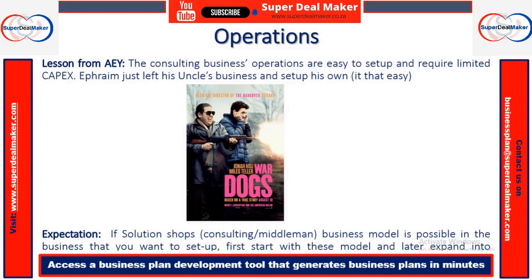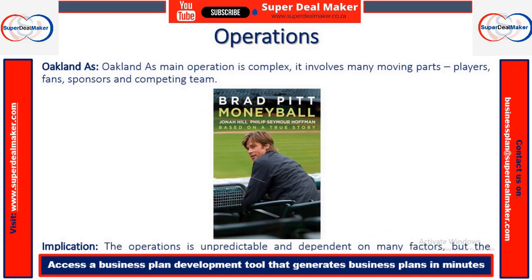AEY's business model has no invention, no differentiation. They cast their search for contracts wider and deeper. The A's operation is complex. It is different from making a burger or submitting a tender. It involves extracting maximum performance from players.